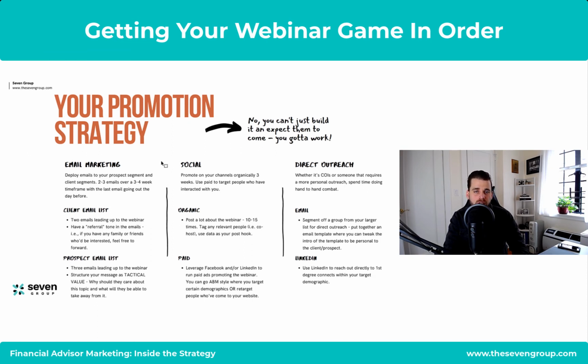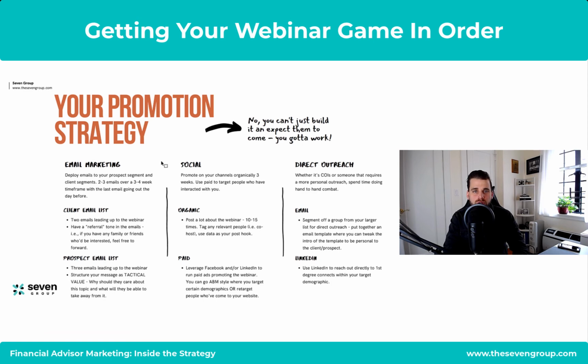Leverage paid. So from that standpoint, what we usually recommend advisors to do is build out a Facebook ad or build out a LinkedIn ad to promote the webinar via paid ads on those platforms. And from that standpoint, you can either go after a core demographic, whether that's job title targeting or specific age range or specific zip code as it relates to higher income earners.